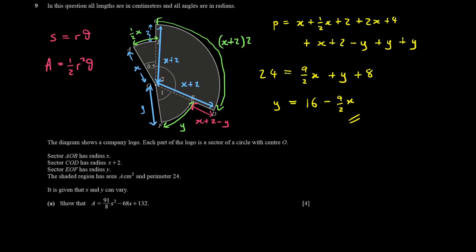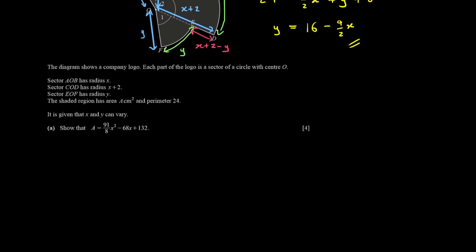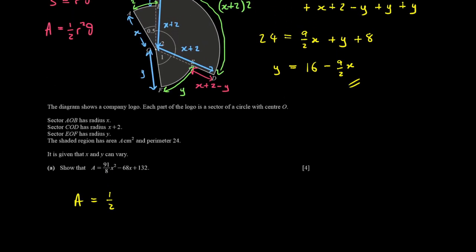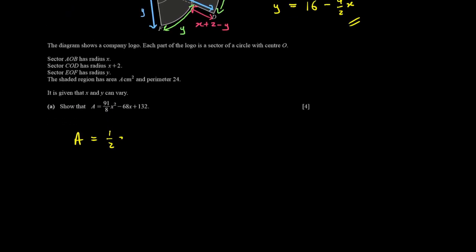So what I'm going to do is write all of that out. So the area is equal to a half r squared. So in this case, that's going to be x squared times a half, plus a half.